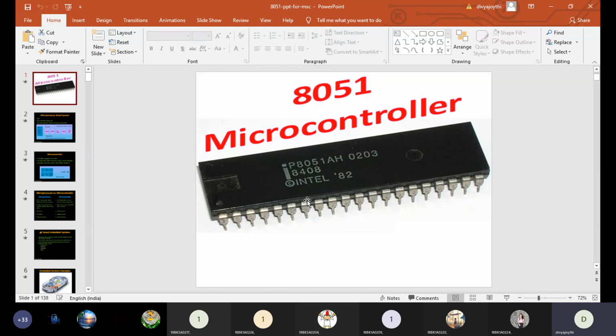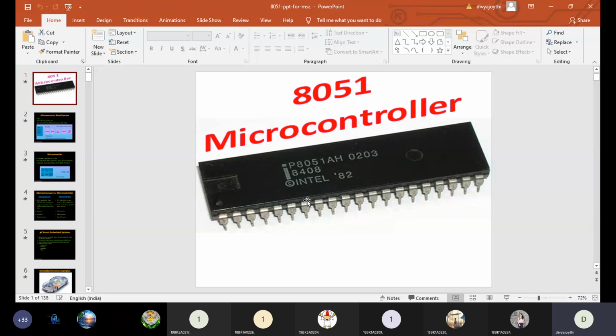It is available in a 40 pin DIP package. That means it has 40 pins, whereas the 8086 is also a 40 pin microprocessor, and the 8051 is also a 40 pin microcontroller. This 8051 microcontroller is an 8-bit microcontroller. That means it can work only on 8 bits of data at a time.